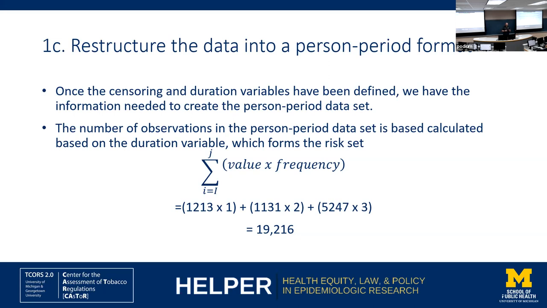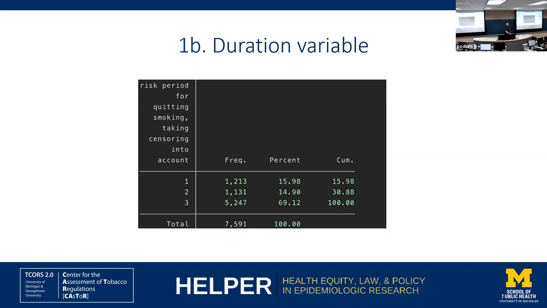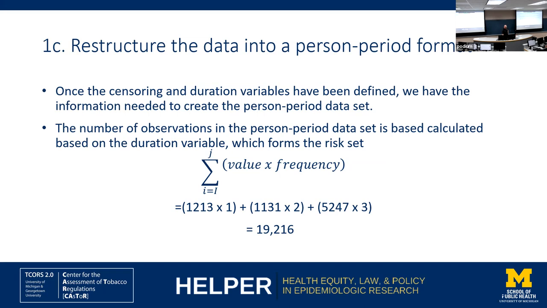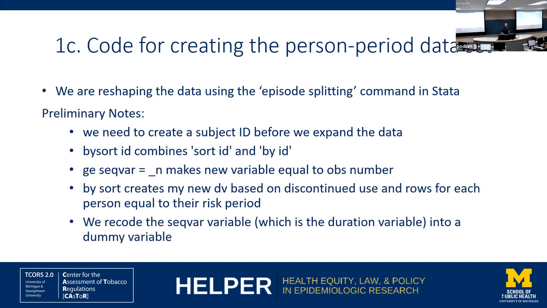So when you create your person period data set with those variables, what you should end up with is a data set that has 19,216 rows. But those 19,216 rows are coming because we're expanding this variable. Does that make sense? So that's all we're doing. So that's how the restructuring of the data set should look. And fingers crossed it does, because otherwise it's a really crappy example.